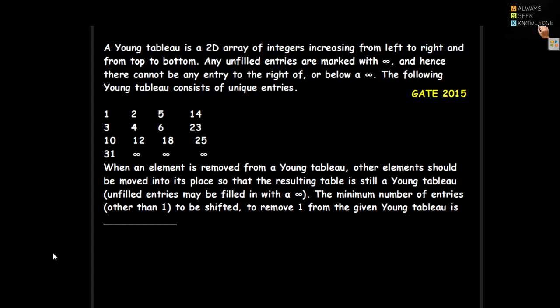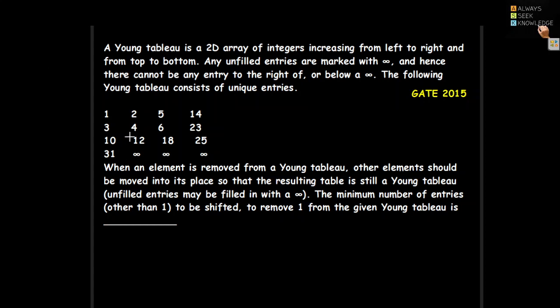Hello everyone. In this session I am going to solve a GATE 2015 question. One of my students has asked this question, so I am just providing the solution in terms of video. Okay, so let's discuss. It is a very good question.